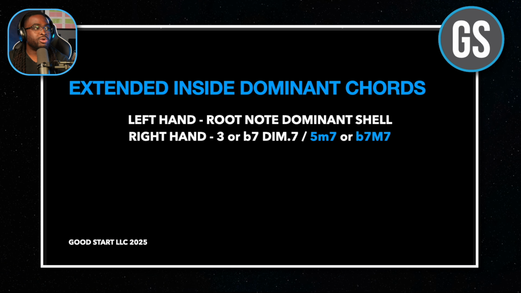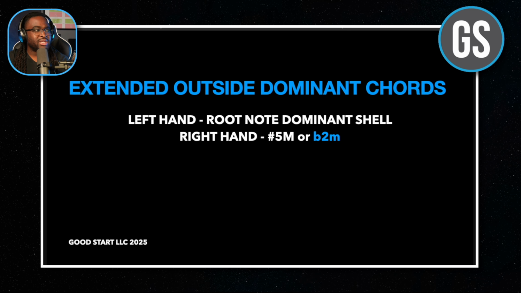Let's keep on going. So let's go into our extended outside dominant 7 chords. We're going to use the same shell, that root, the 3rd, the flat 7th in our left hand. But this time we're going to think about the sharp 5 major.